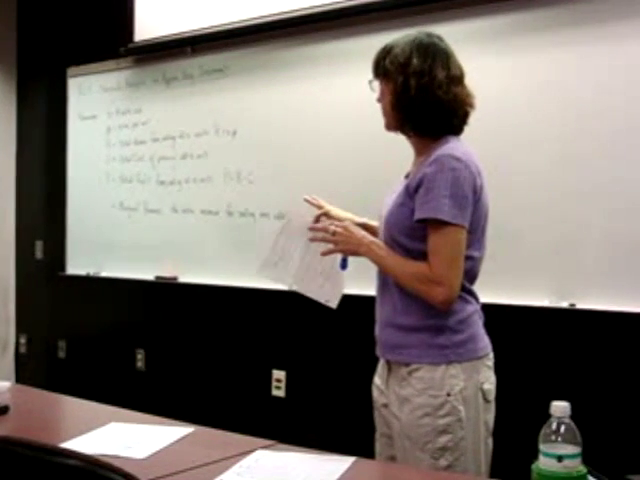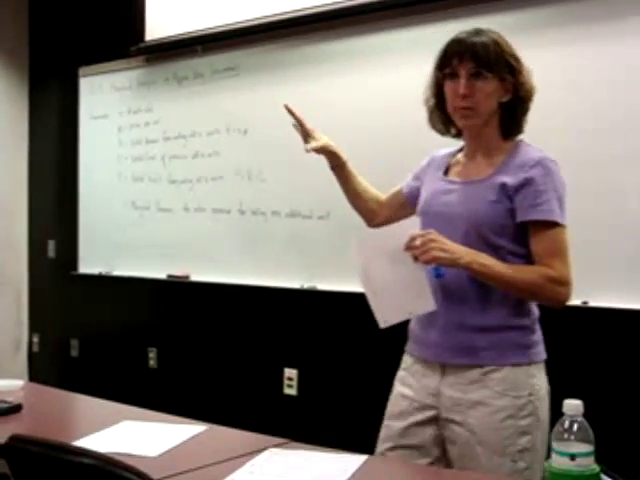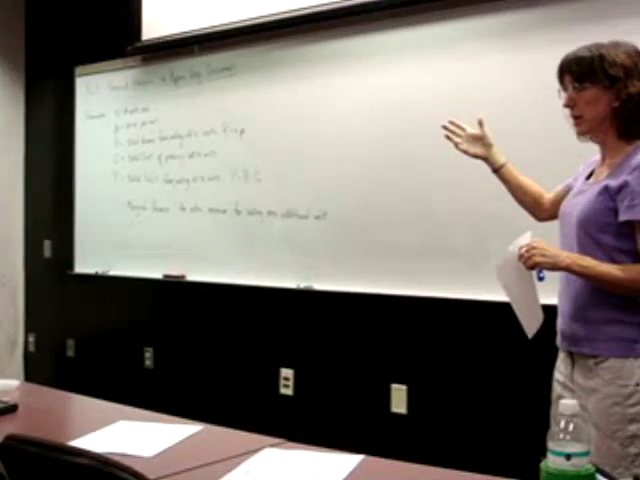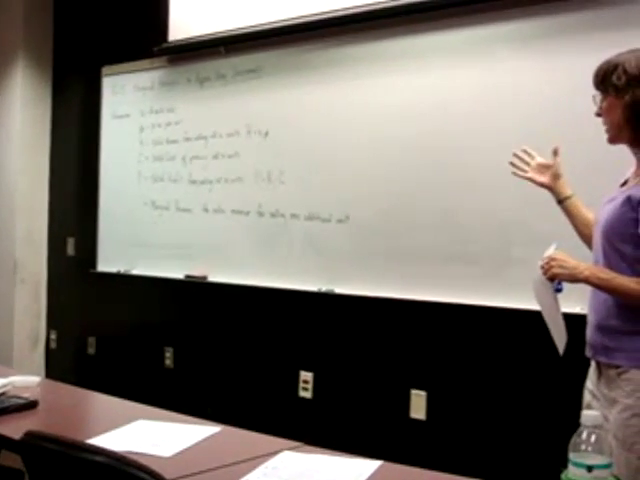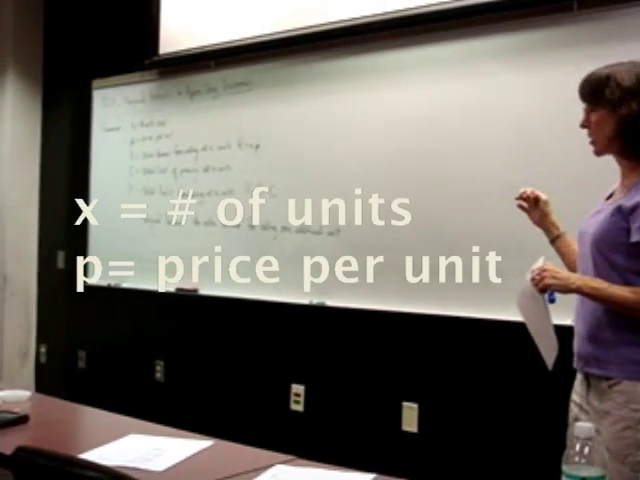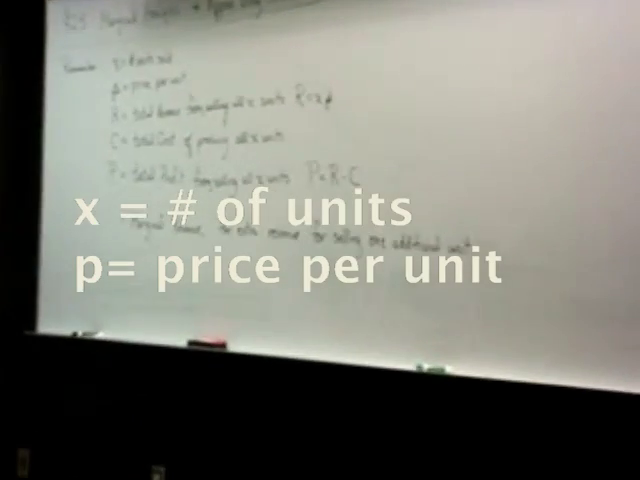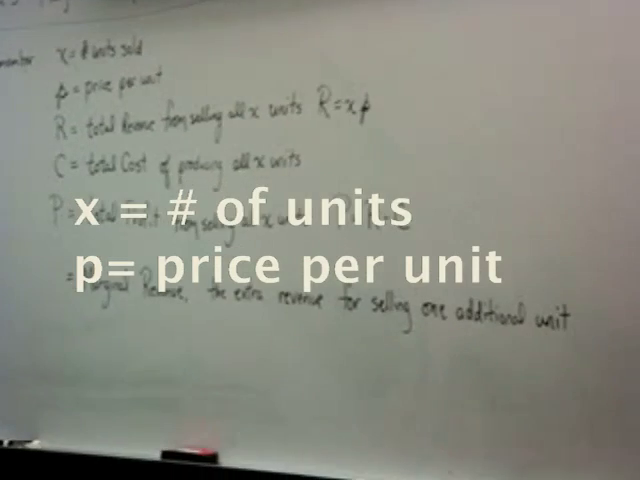Stuff that you already have in your notes, which is X. This is like when you're doing economics applications. X is typically the number of units sold. Little p is the price per unit, which is sometimes called the demand, because demand and price are kind of interchangeable. Not really, but whatever, they're running with it.